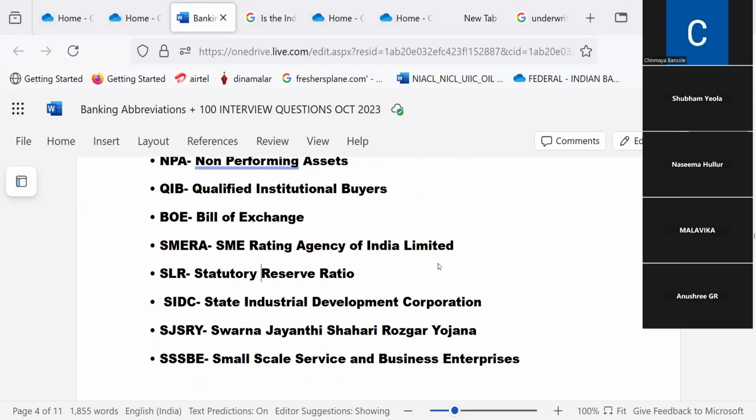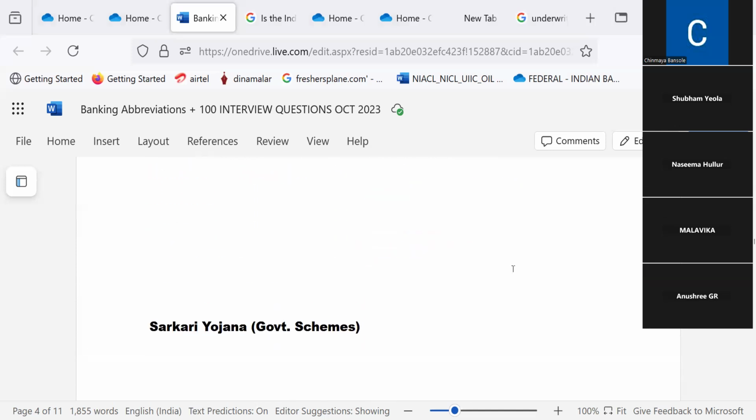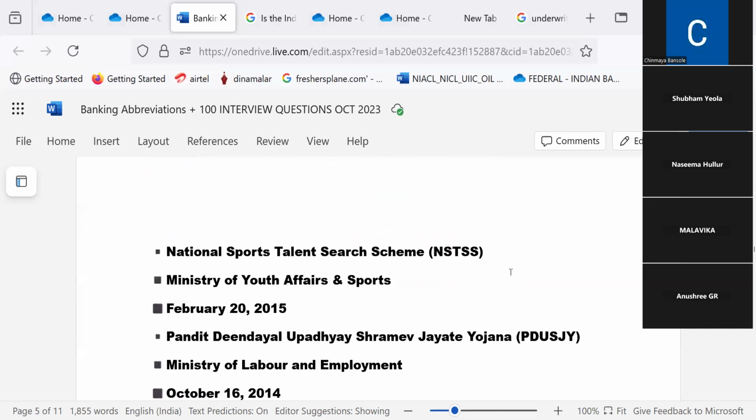Then SJSRY is Swarna Jayanti Sahari Rozgar Yojana, it should be Sahari if I'm not wrong. SSSB is Small Scale Service and Business Enterprises. Government schemes.